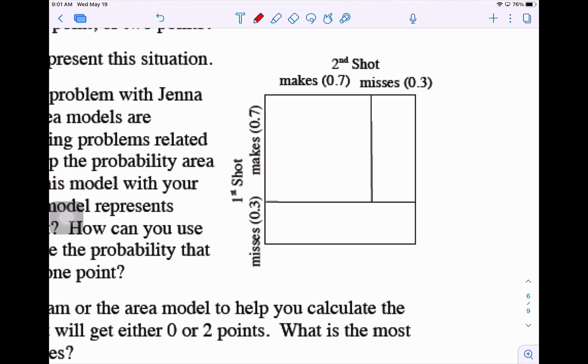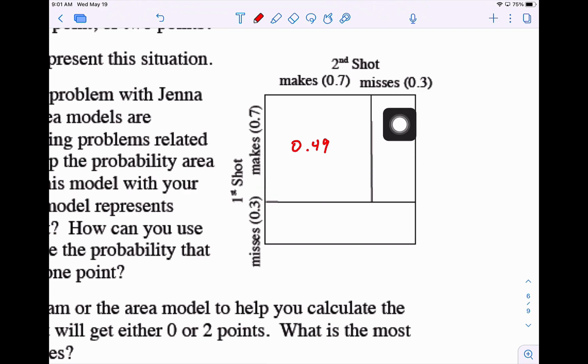So if you take a look at this one, notice first shot and second shot. That's why we can use an area model. There's only 2 things going on here. You only get up to 2 shots. In this area, that would be if he makes the first shot and then also makes the second shot. So we can multiply those 2 together to get the probability of making both of them. What's 7 times 7? 49. Which means 0.7 times 0.7 is 0.49. So there is a 0.49 or 49% chance that he makes both of them.